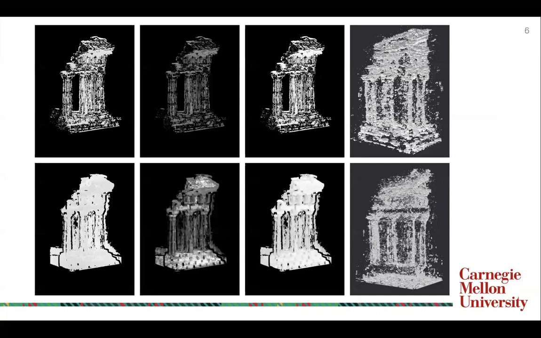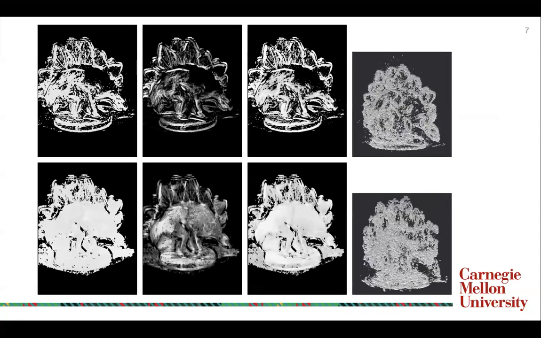And that's kind of seen here, where this is the temple sparse ring. The top row is the original version, and the bottom row is the simplified version. And you can also see it here in the Dino sparse datasets.